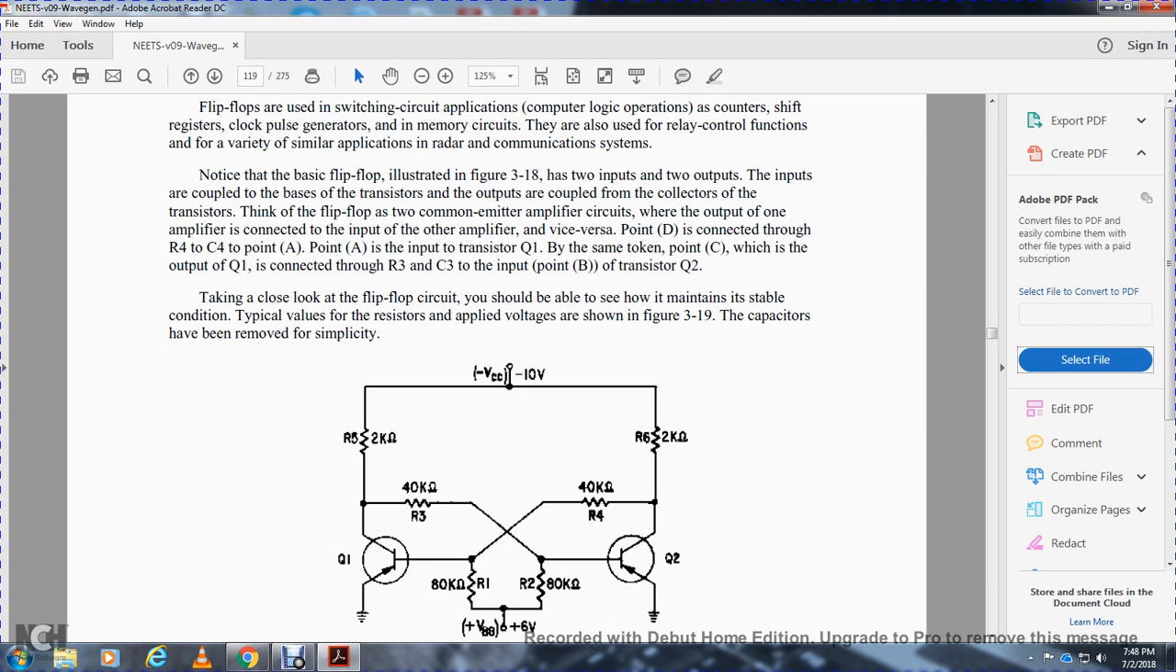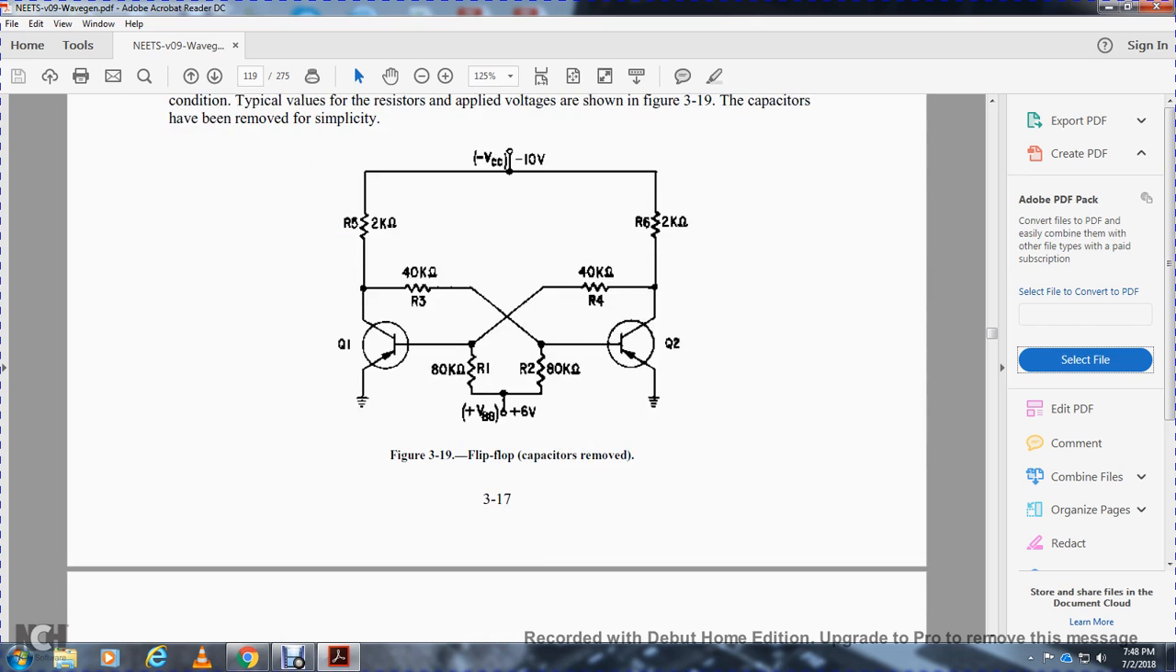Alright, take a close look at the flip-flop circuit. You should be able to see how it maintains a stable condition. Typical values of the resistors and applied voltages are shown in figure 3-19. The capacitors have been removed for simplicity. Figure 3-19 shows the flip-flop with the capacitors removed.